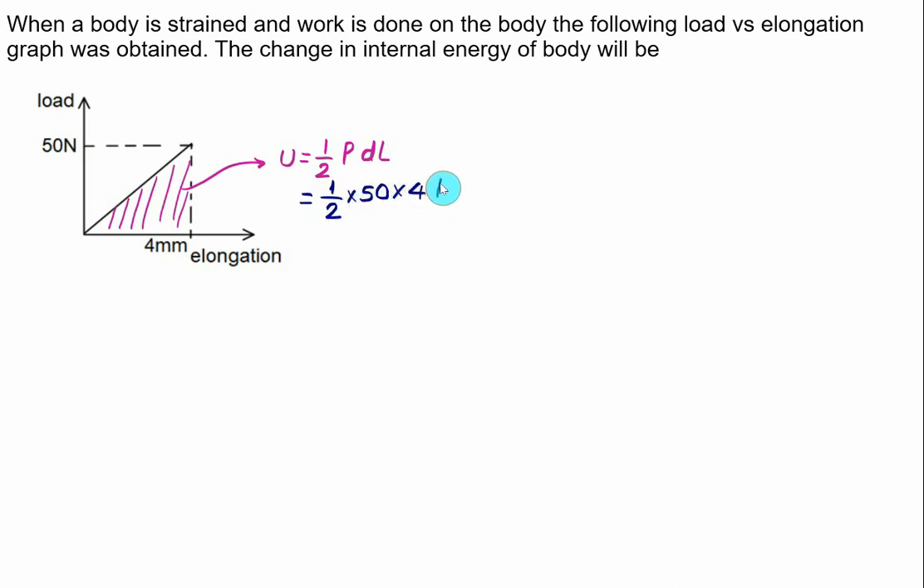So we'll get this answer in Newton mm. 25 multiplied by 4 will be equal to 100 Newton mm. So this much amount of strain energy is stored. Dividing by 1000 you will get this answer close to 0.1 Newton meter. Newton meter is the same as joules. So a very small amount of strain energy is stored.